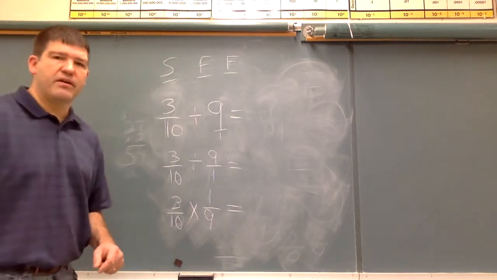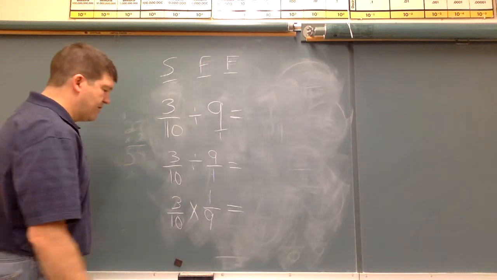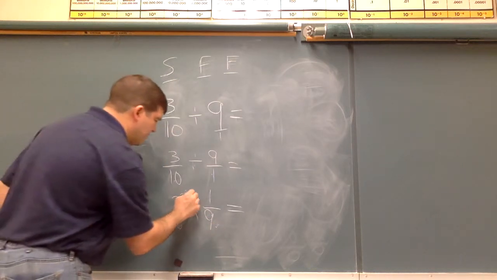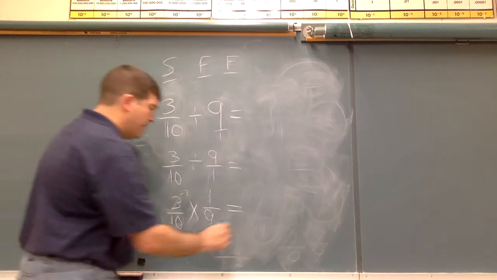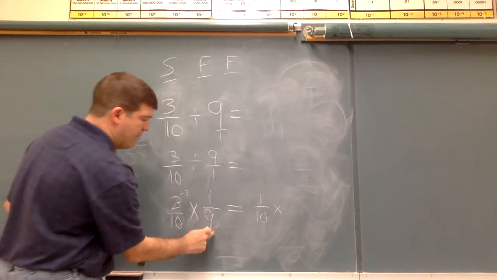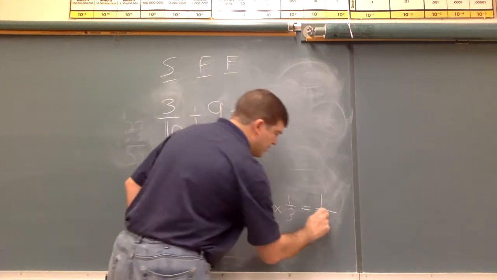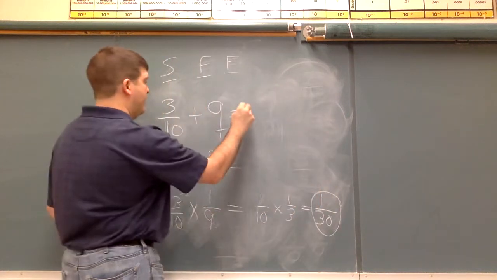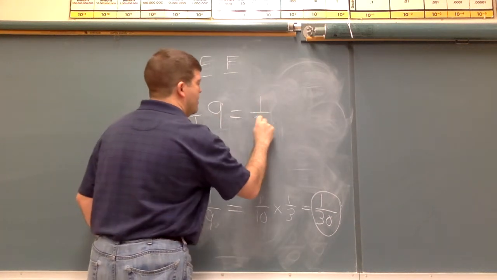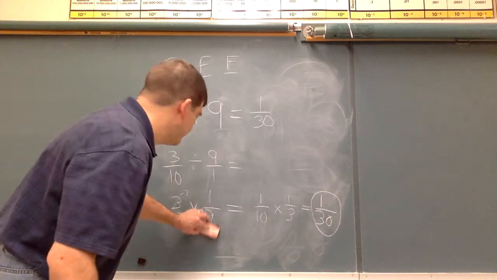Now I multiply across. This I can't do. This I could cross cancel. So I'm going to do this. I know 3 goes into each of those. So 3 divided by 3 is 1. I'll put it over here. 1/10 times 1, and 9 divided by 3 is 3. 1/3. 1 times 1 is 1. 10 times 3 is 30. So 3/10 divided by 9 is 1/30.